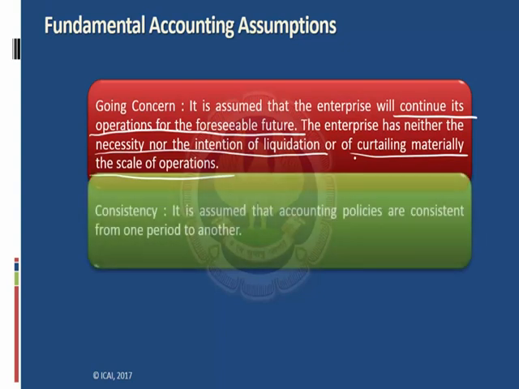Coming to consistency. It is assumed that the accounting policies are consistent from one period to another. So whatever accounting policy an entity is using in one period, that entity will use the same policy in another period as well. Just for the qualitative characteristics of the financial statement, when the policies are consistent, a user or stakeholder is able to make a better comparison of the performance or state of affairs of an entity from period to period.